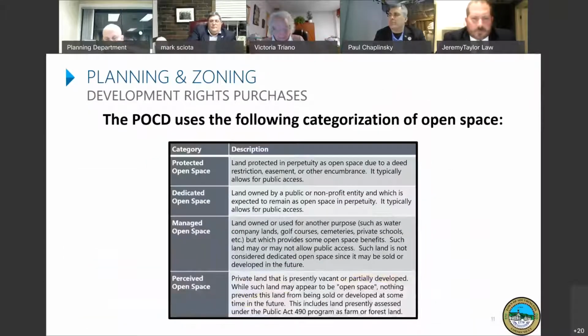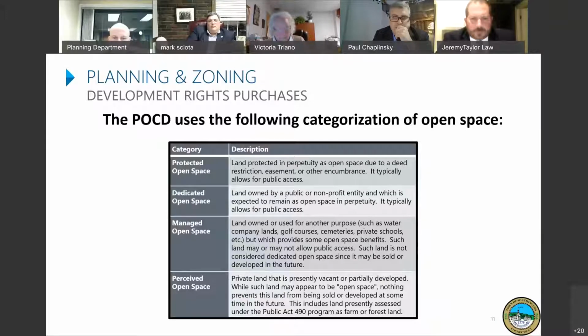Now, touching on the definitions in the plan, protected open space is open space that is protected by deed restriction, easement, or other encumbrance. A good example of that would be Hawks Landing Country Club. Dedicated open space is land owned by a public or nonprofit entity, which is expected to remain as open space in perpetuity. A good example of that is the Southington Land Trust that owns some properties in town.